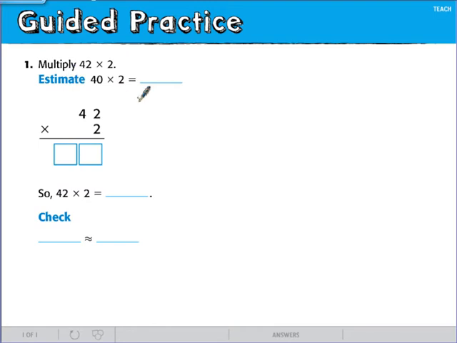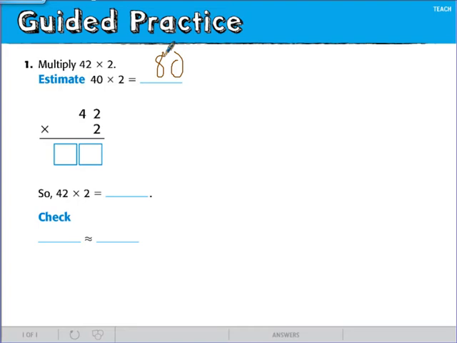Our estimate is 40 times 2. How many zeros do I have? 1. So I need to put 1 zero, and then what's left? 8. 2 and 4. 2 times 4 is 8. Okay, we got a step ahead of ourselves.